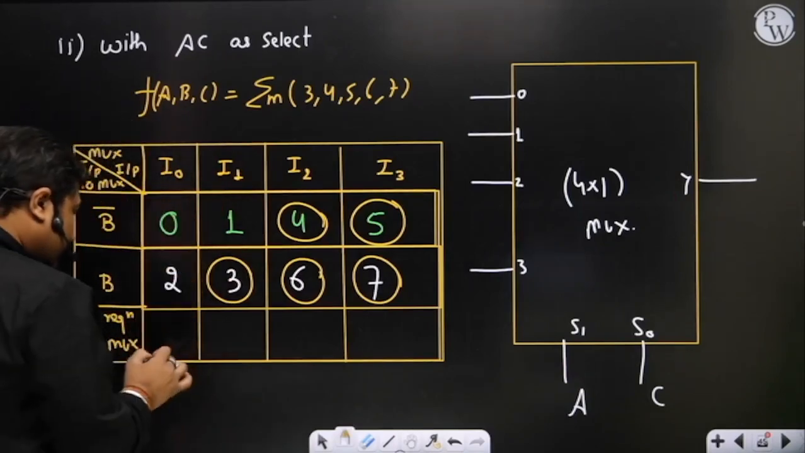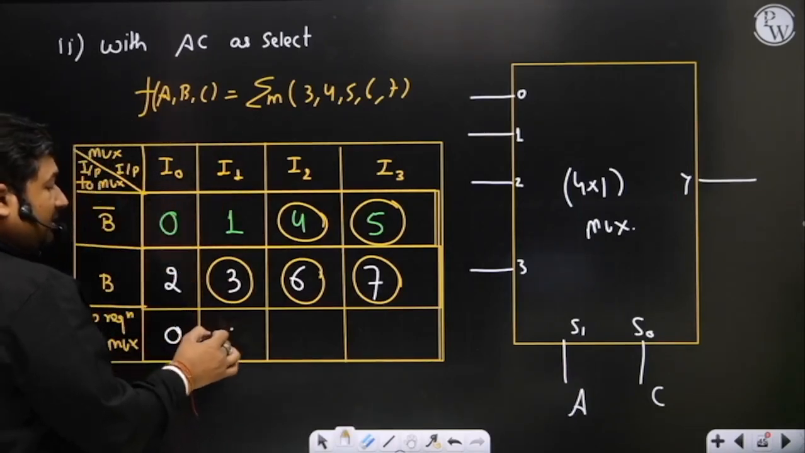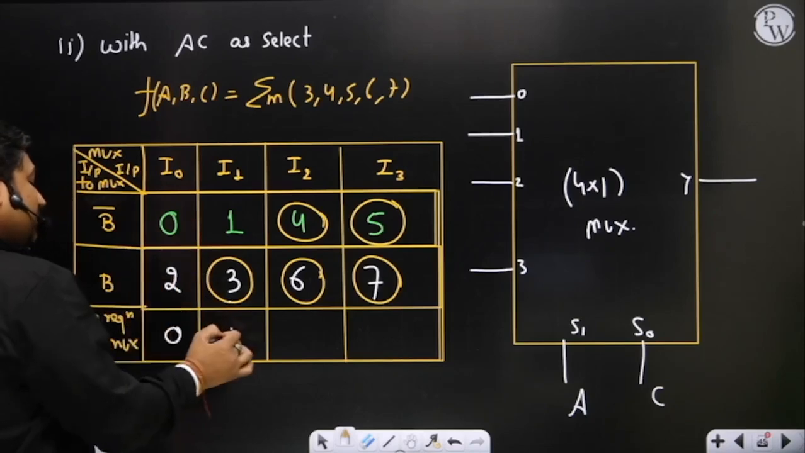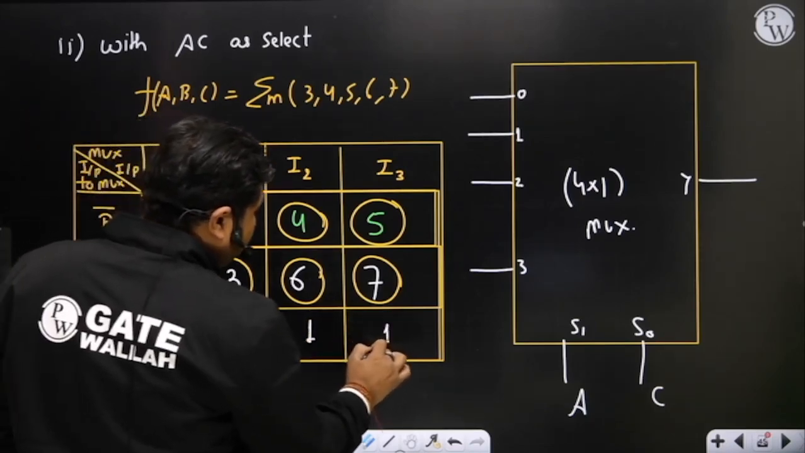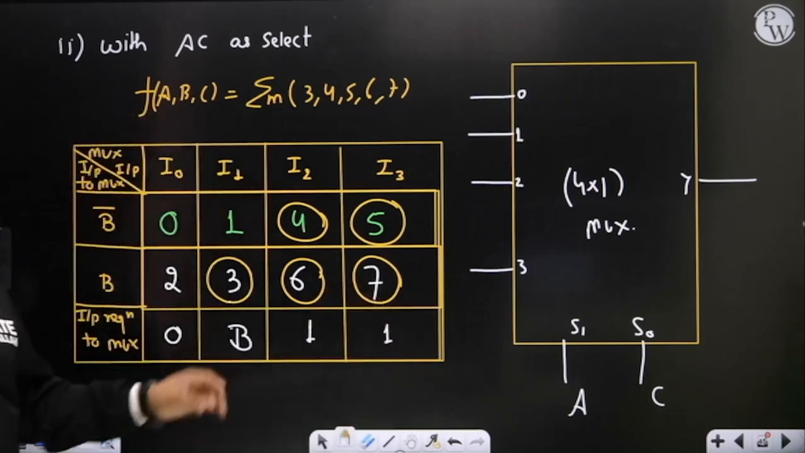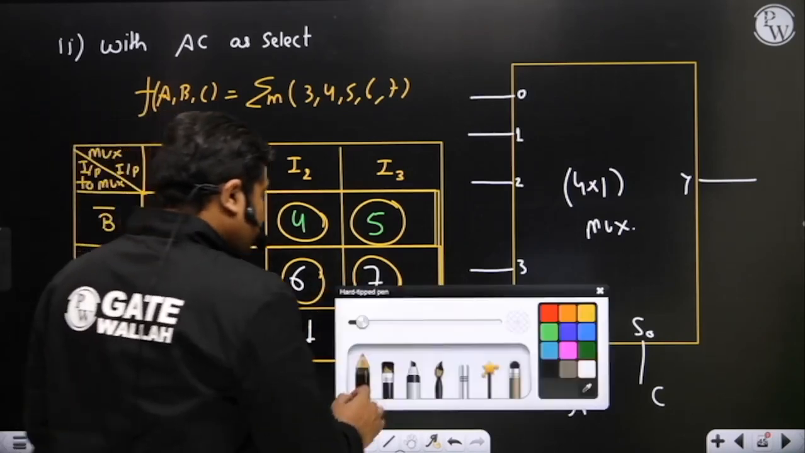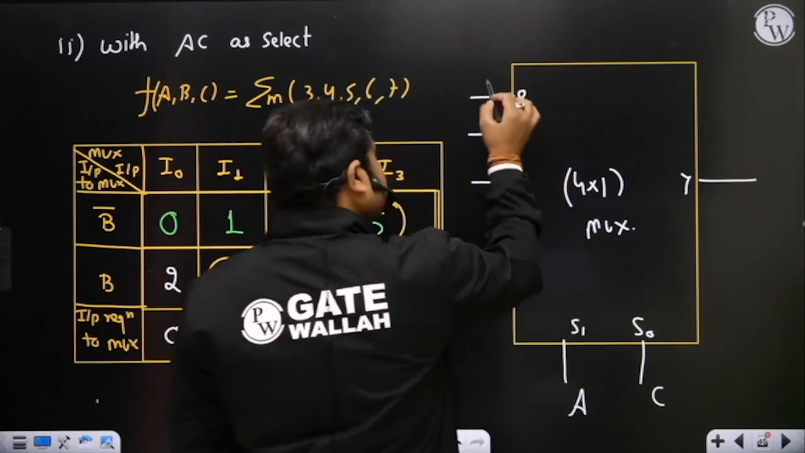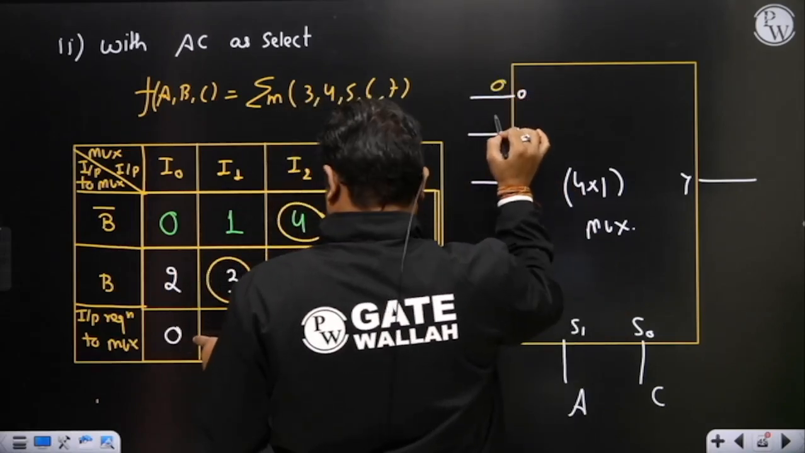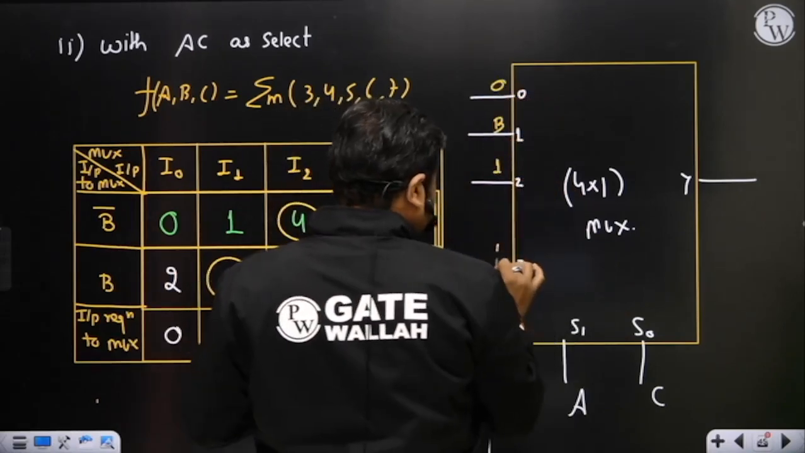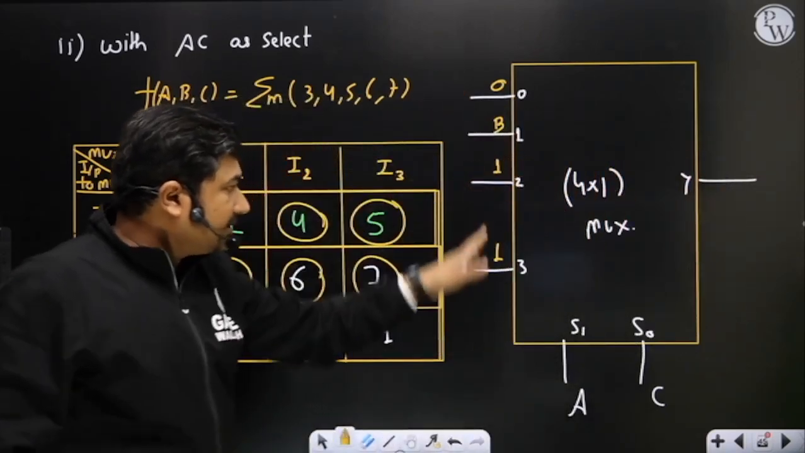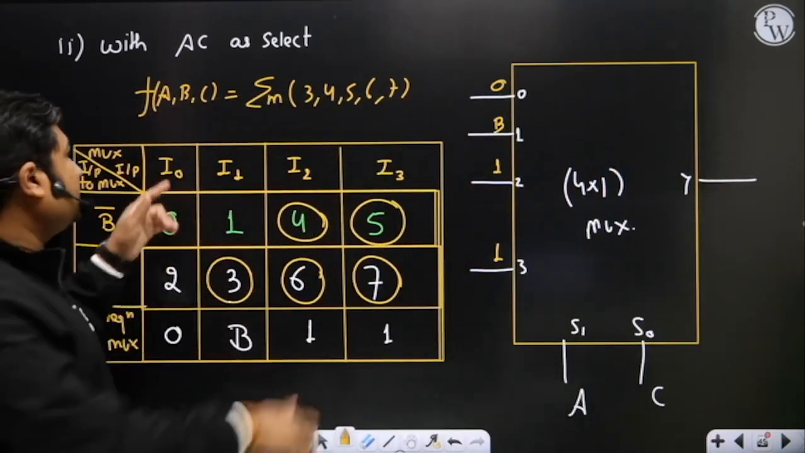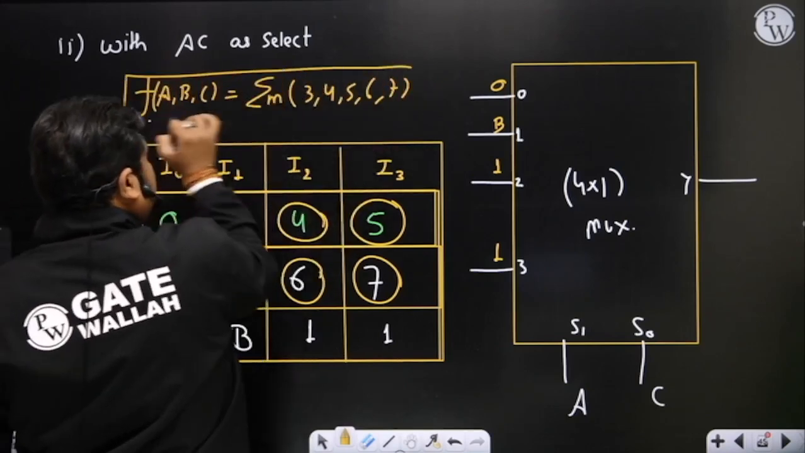So these two are not circled: 0. If this is circled, then its front value is the corresponding input to the multiplexer. And if two minterms are circled, apply logic 1. Your function will be implemented. So what is your function implemented? Our function will be implemented with 0, B, 1, 1. We need not calculate Y. We only need to calculate this input side because this is the function that we want to implement by using the multiplexer.